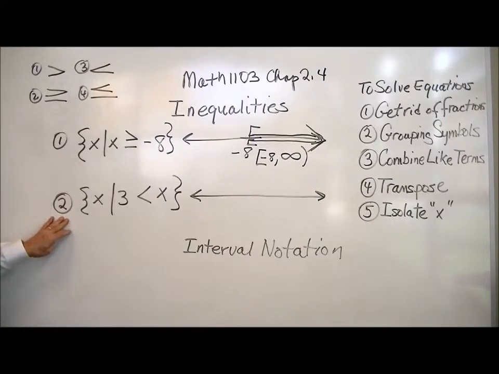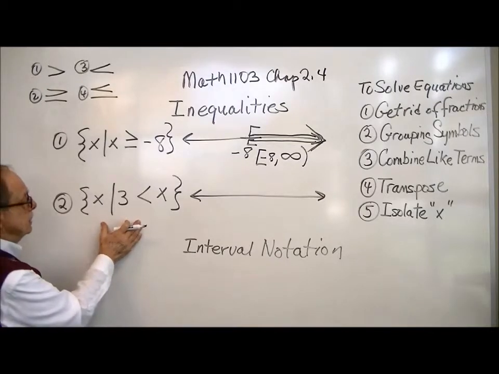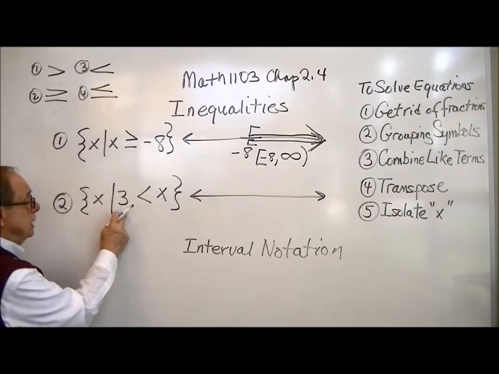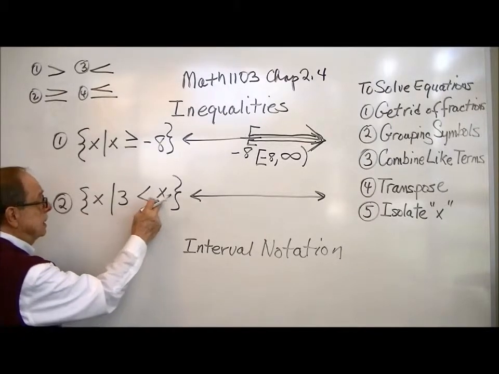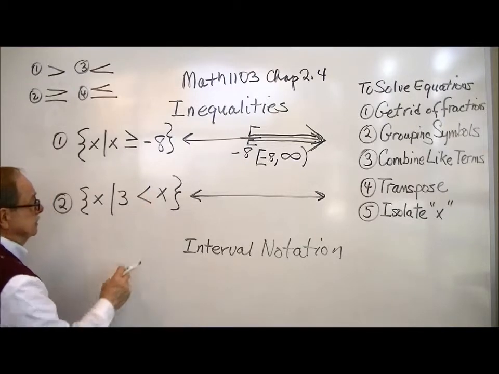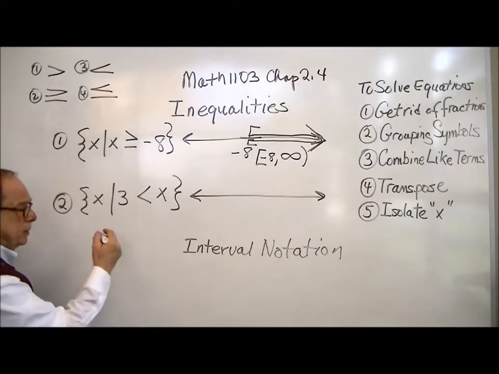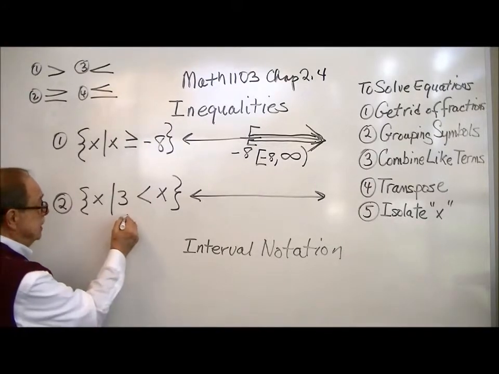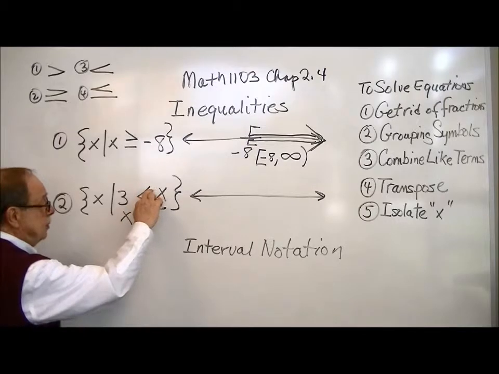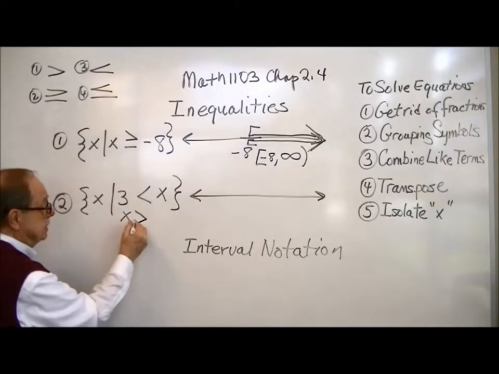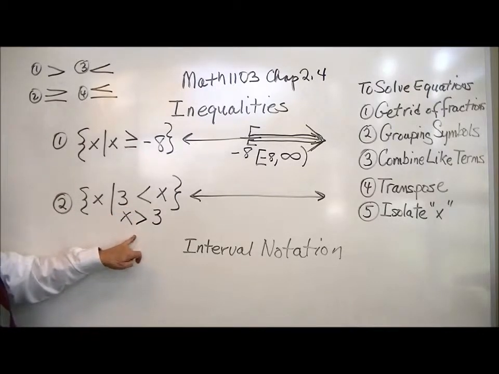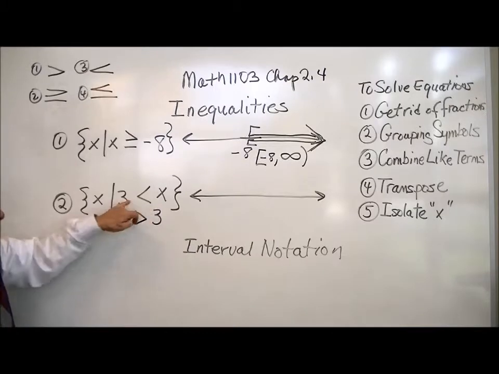All right, in example 2, little modification. Again, it's set builder notation, but it's saying that x is such that 3 is less than x. Now, what you could do if you want to say, can you write it a different way? And the answer is yes. You could put the x first. Now notice the open end is toward the x, and then the 3 would go like so. So this is legal to do, to rewrite it. Means the same thing.